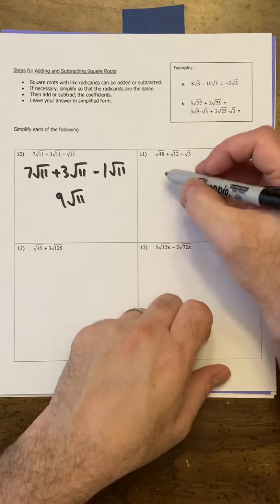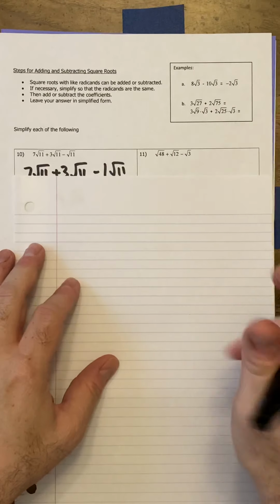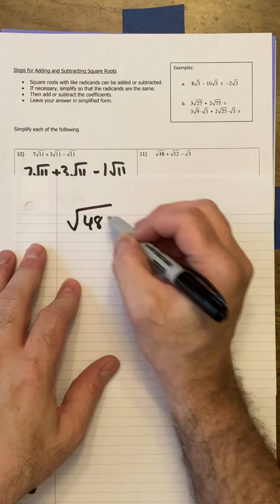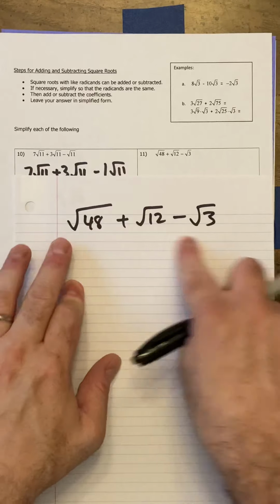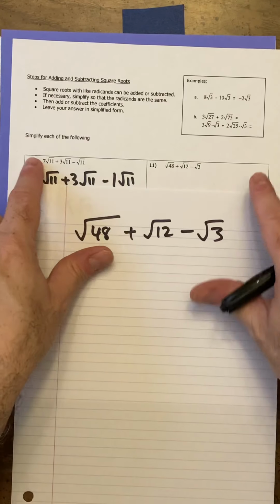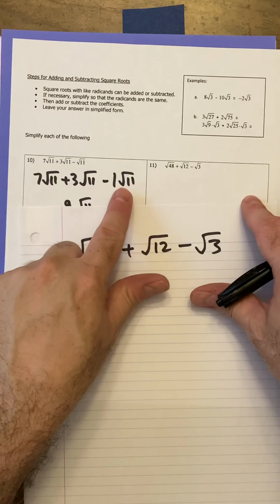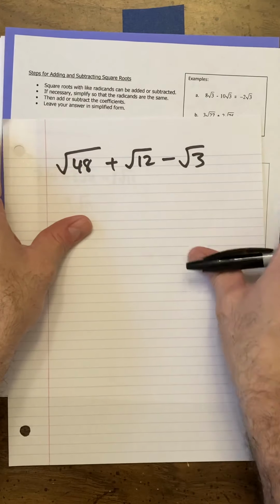Okay? Here we got something different. I'm going to rewrite this on another sheet of paper to make it larger. Rad 48 plus rad 12 minus rad 3. Now, these are not the same. You can't combine them. But if we simplify them and they happen to have the same radicands, then we can combine them. So we have to simplify it first to see. Let me get this sheet underneath.